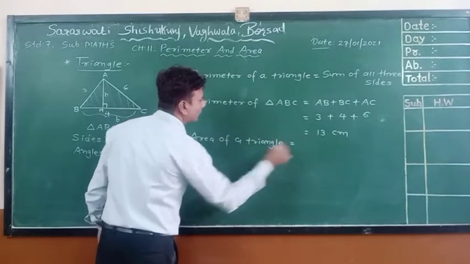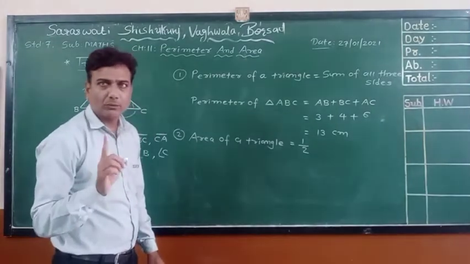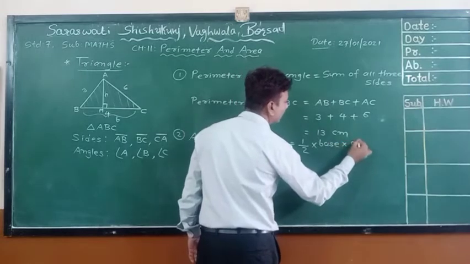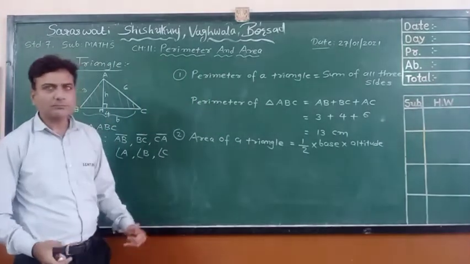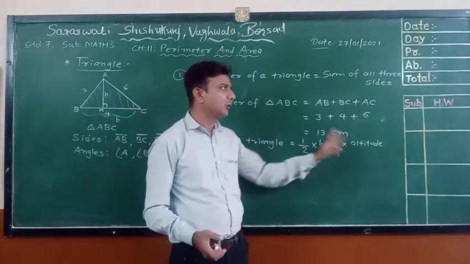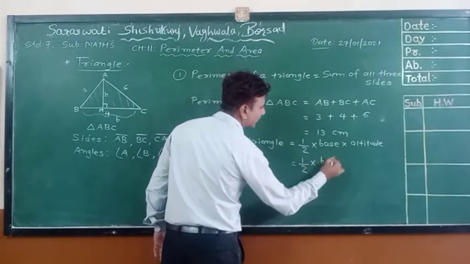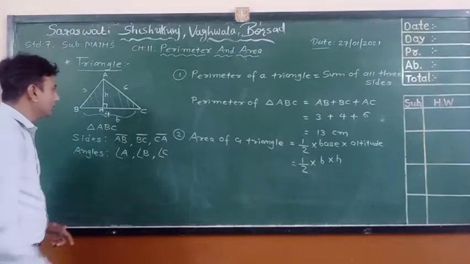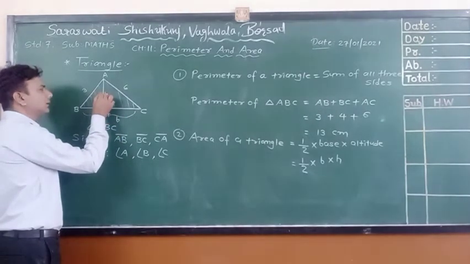The area of a triangle is equal to 1/2 base into altitude. Otherwise, height, both are the same. So one formula: area of a triangle equals 1/2 base into height. Although we can write here 1/2 base multiply height. Clear?